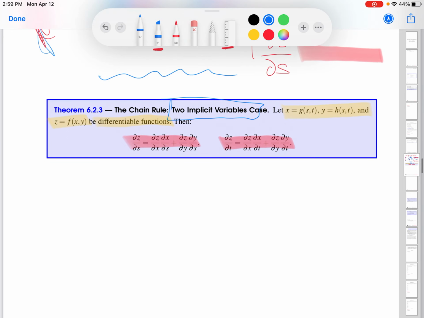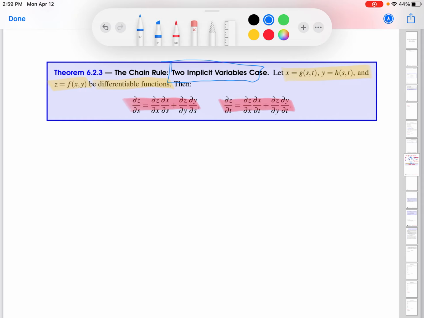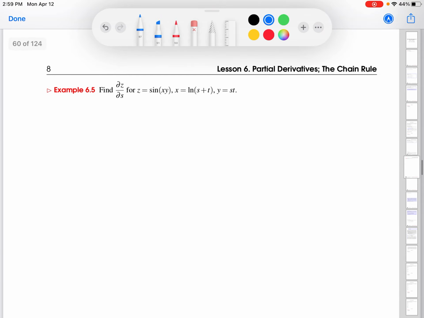Okay? All right, so let me go ahead and show you an example of this so we can wrap up this lesson. So in this example, we are asked to find partial z, partial s for z equals this, x equals that, y equals that. Great, so partial z, partial s.